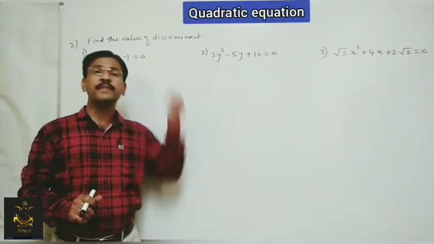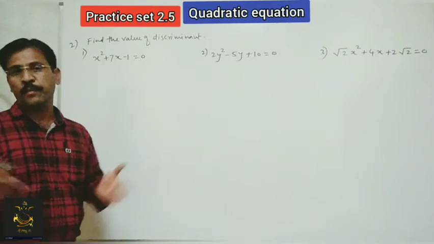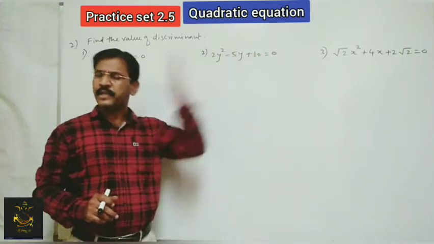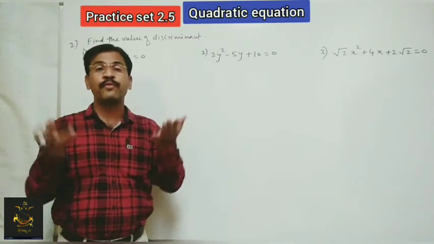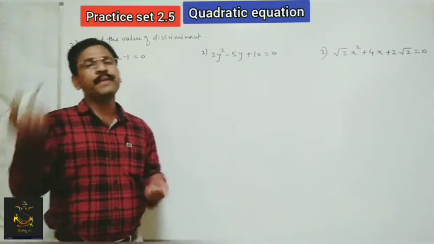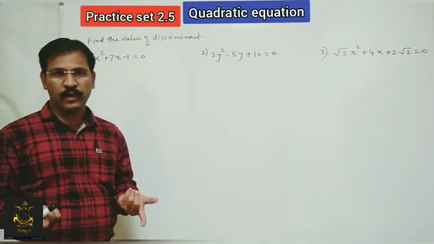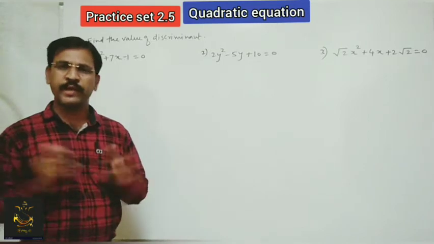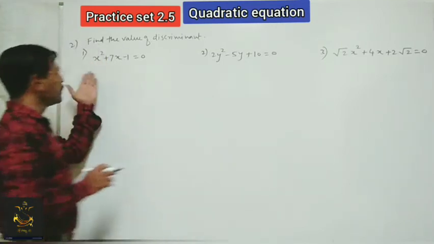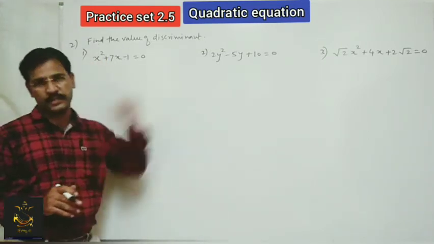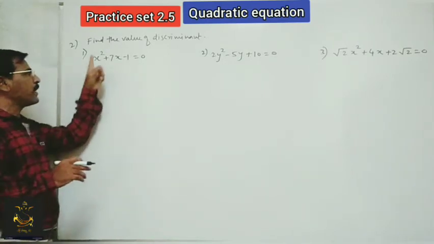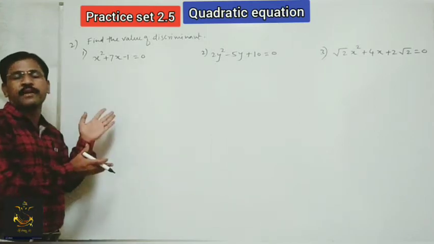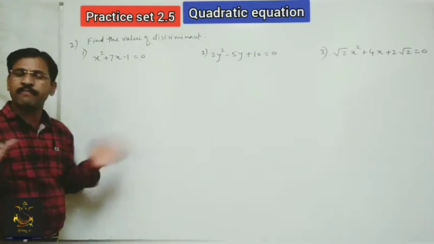Friends, this is question number 2 of the practice set. Find the value of discriminant. Discriminant means we have to find delta or b square minus 4ac. You can use delta or b square minus 4ac, any one out of these two. See here, they have given us some examples. Look here, the first one, x square plus 7x minus 1 equal to 0. From this quadratic equation, we have to find the discriminant's value.